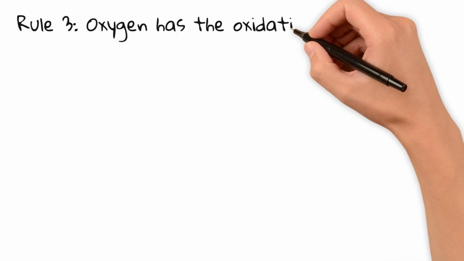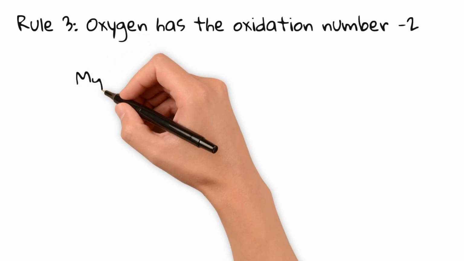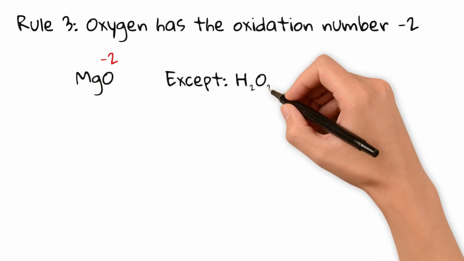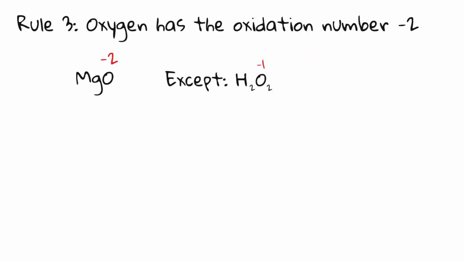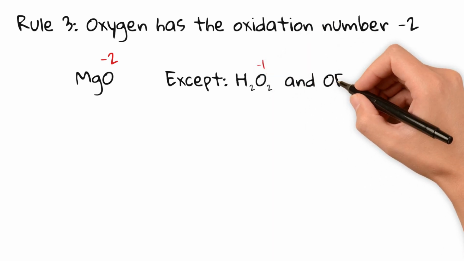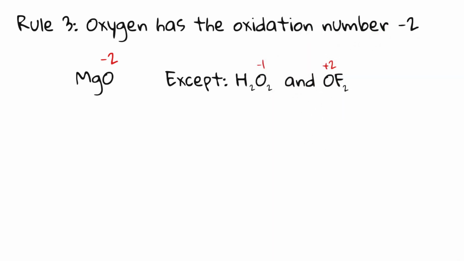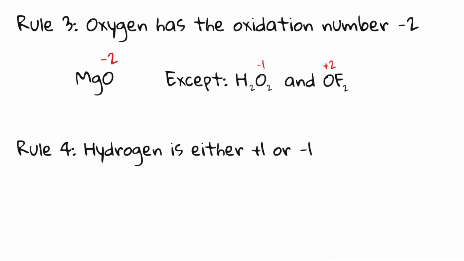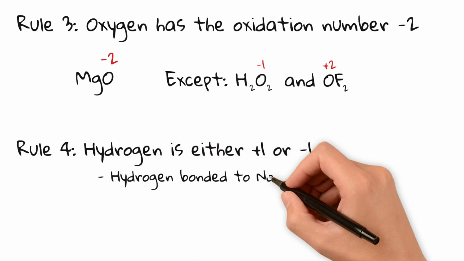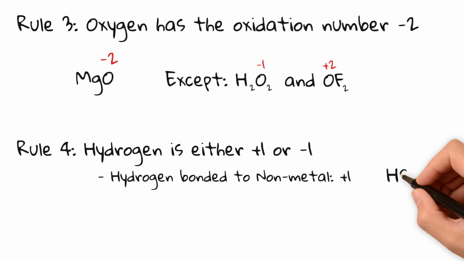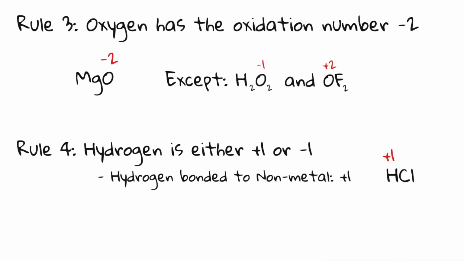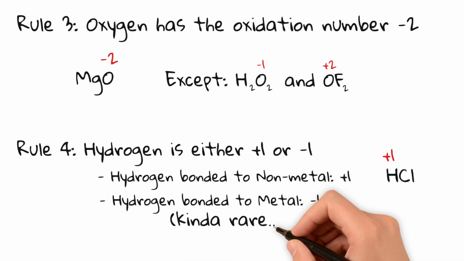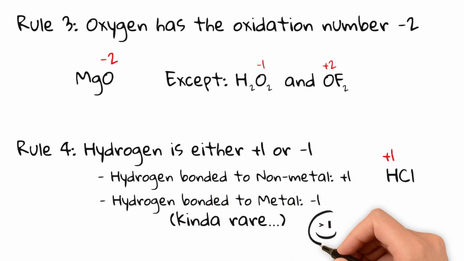Rule 3. Oxygen. Oxygen is the overachiever of the periodic table. It's almost always -2, except when it's in peroxides like H2O2, then it's -1, or when it's hanging out with fluorine, like in OF2, then it's +2. Rule 4. Hydrogen. Hydrogen likes to mix it up. It's +1 when bonded to non-metals, like in HCl, and -1 when bonded to metals, like NaH. It's the chemistry version of switching teams.